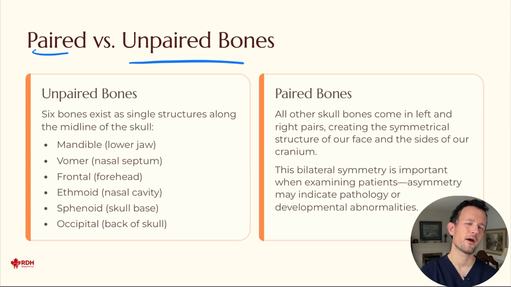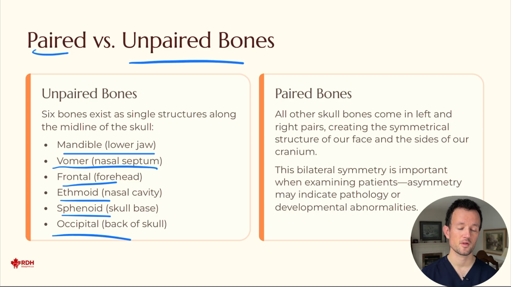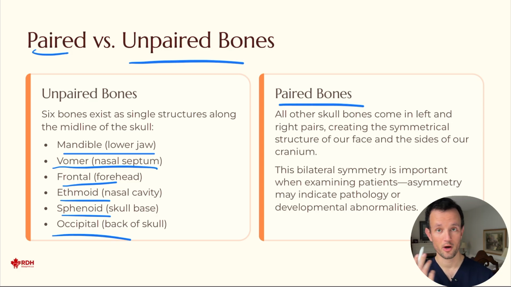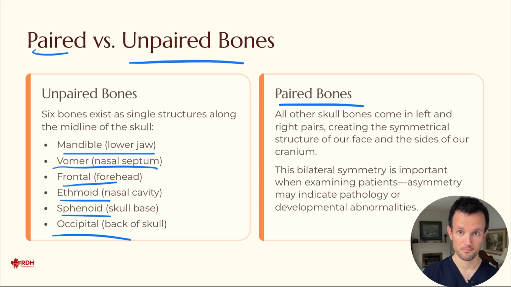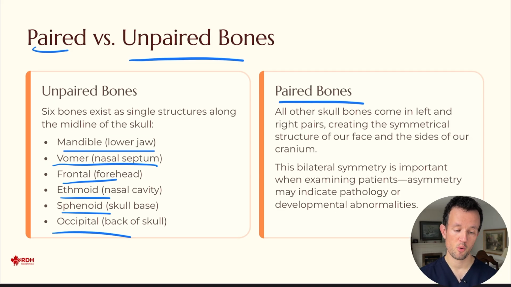Know which ones are paired and unpaired. That could be an exam question. I could see them asking something like, which of the following is not a paired bone? So your mandible, there's only one. The vomer, your frontal, your ethmoid, your sphenoid, your occipital, that's just one bone. But the paired bones, right, that's going to be your parietal, your temporal. These are all going to be like 2 of them, right? Your zygomatic bones, know that.